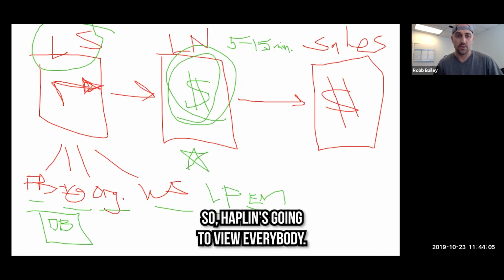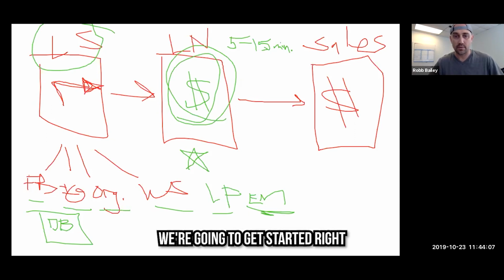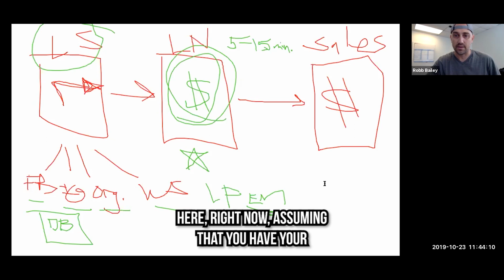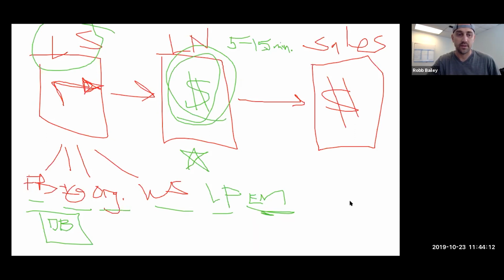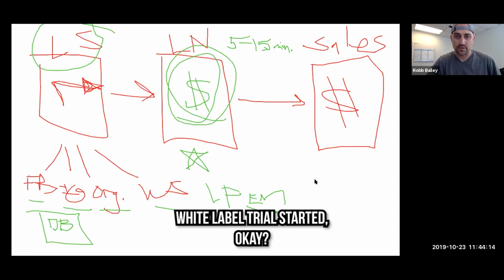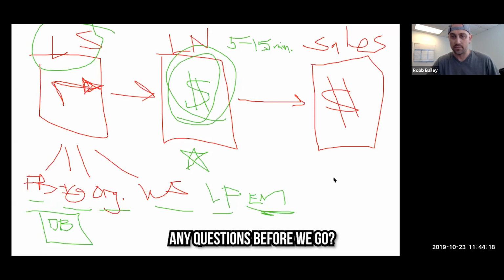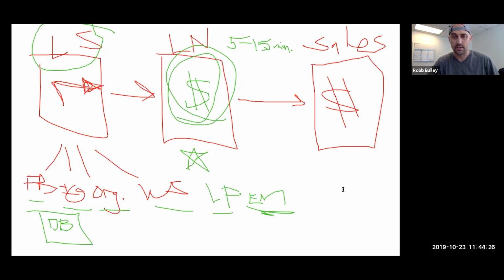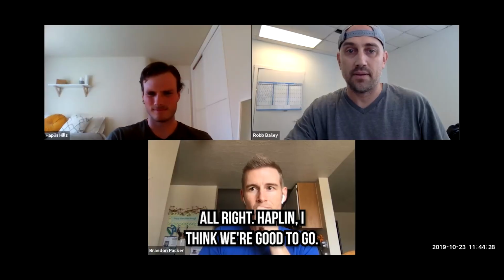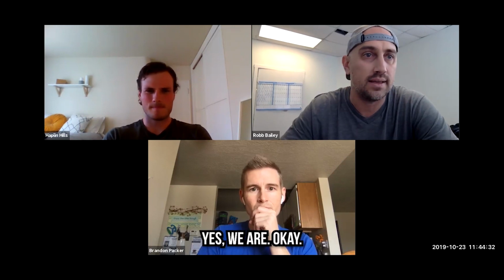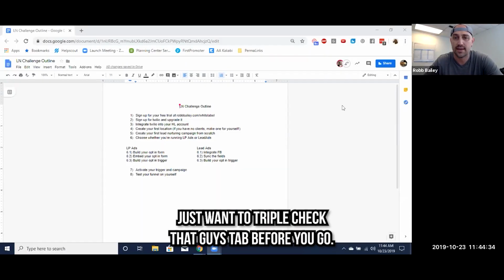Okay. So Haplin's going to mute everybody. We're going to get started right here, right now, assuming that you have your white label trial started. Okay. We're going to go fast from here on out. Any questions before we go? Any questions? I'll just do a quick countdown. 5, 4, 3, 2, 1. All right, Haplin, I think we're good to go. Let's go, brother. Are we recording? Yes, we are. Okay, I just want to triple check that.